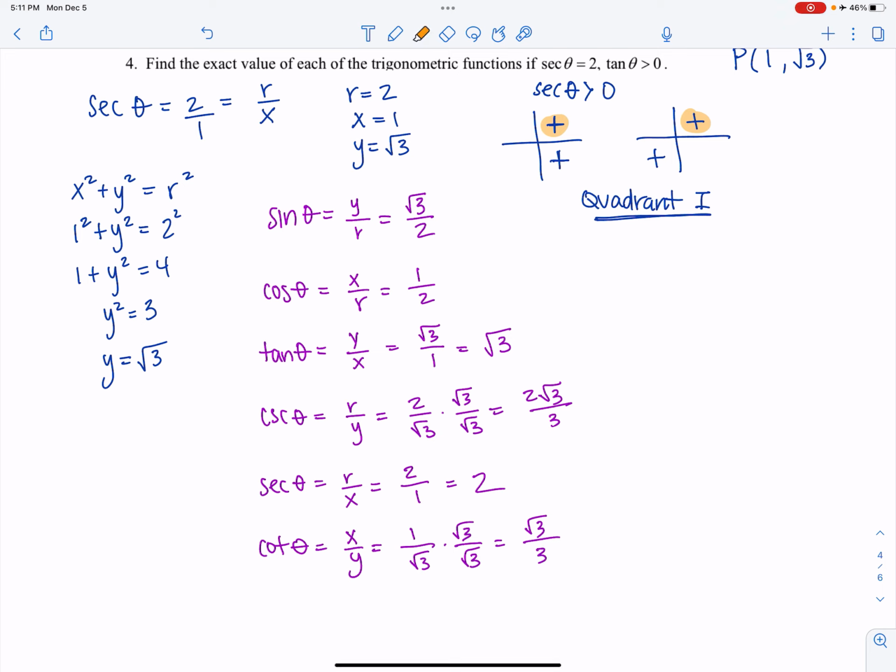And there we go. Sine is root 3 over 2. Cosine, 1/2. Tangent, root 3. Cosecant, 2 root 3 over 3. Secant, 2. Cotangent, root 3 over 3. So it's really awesome that we can figure these values out when we're just given secant and that tangent is greater than 0. We're able to figure all of this out through trigonometry.